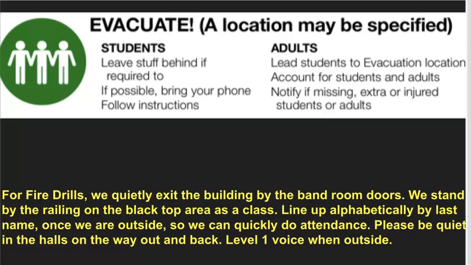Now for fire drills, from our room, what we do, since we're on the 2nd floor, is we'll exit the building if at all possible by the closest exit, which happens to be the one by the band room doors. And we'll stand by the railing in the blacktop area as a class. We'll line up alphabetically by last name. Once we're outside, don't try to line up before we go outside.